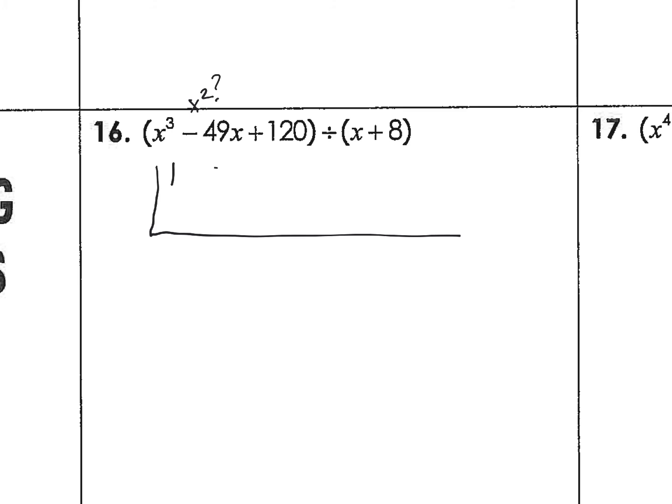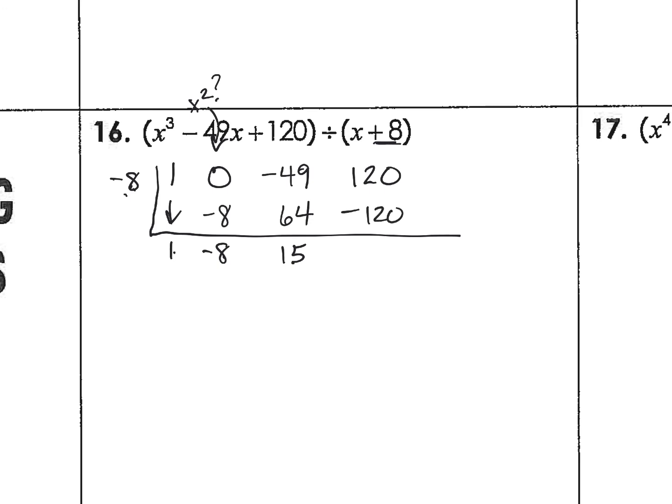1x cubed, 0x squared, negative 49x, and positive 120. You have to have it go all the way down, so this missing x squared term comes in as a 0. And the opposite of positive 8 gives us a negative 8 out here. So bring it down, we get 1. Negative 8 times 1 is negative 8. 0 minus 8 is negative 8. Negative 8 times negative 8 is positive 64. Negative 49 plus 64 is 15. Negative 8 times 15 is negative 120. So we have 0 here.